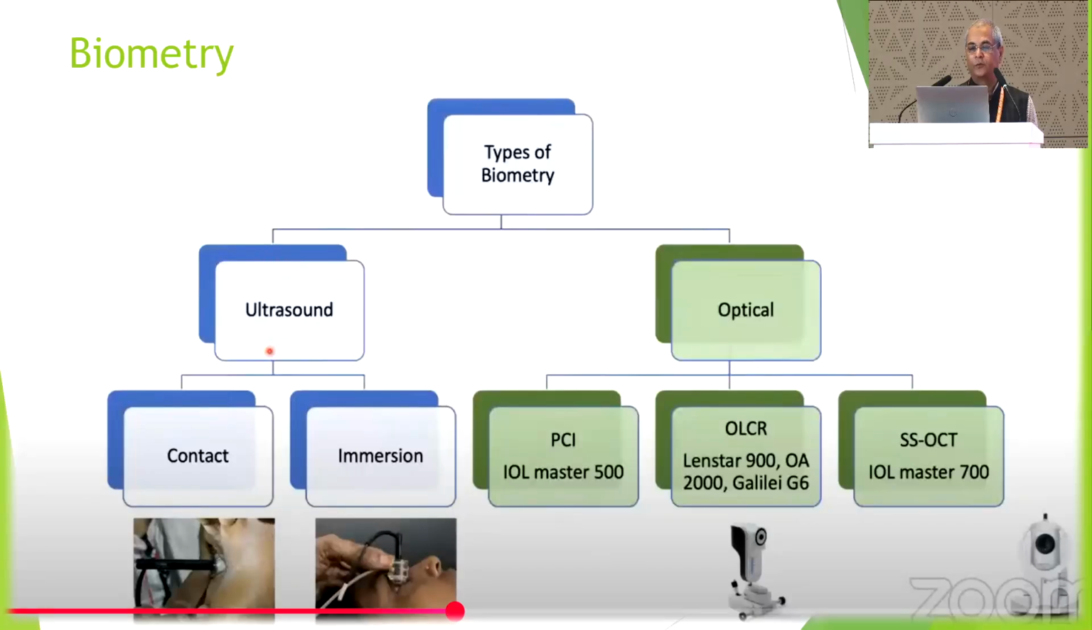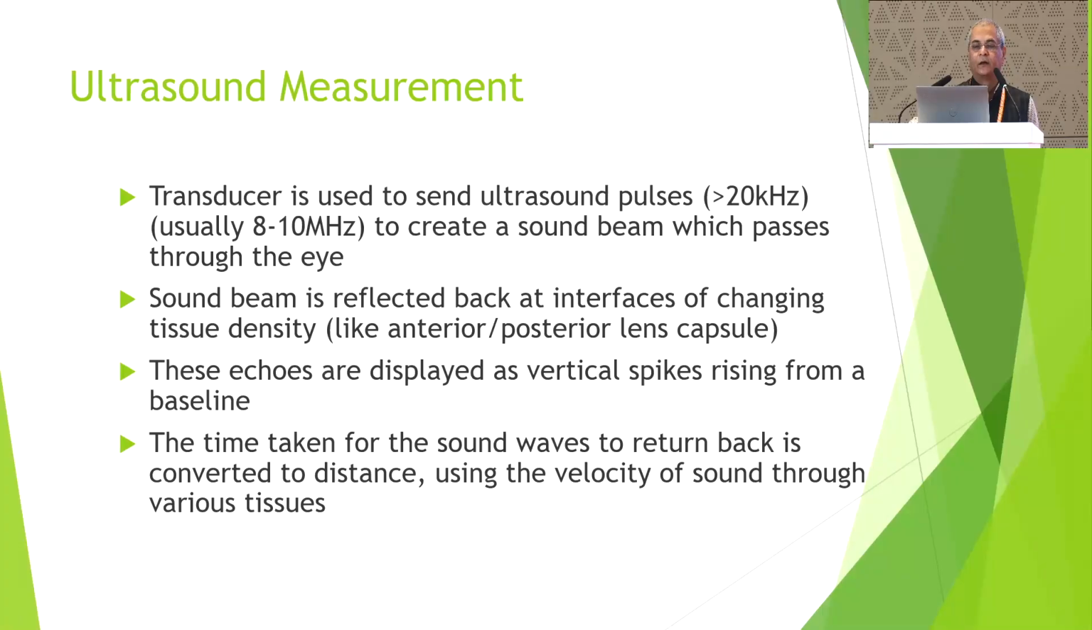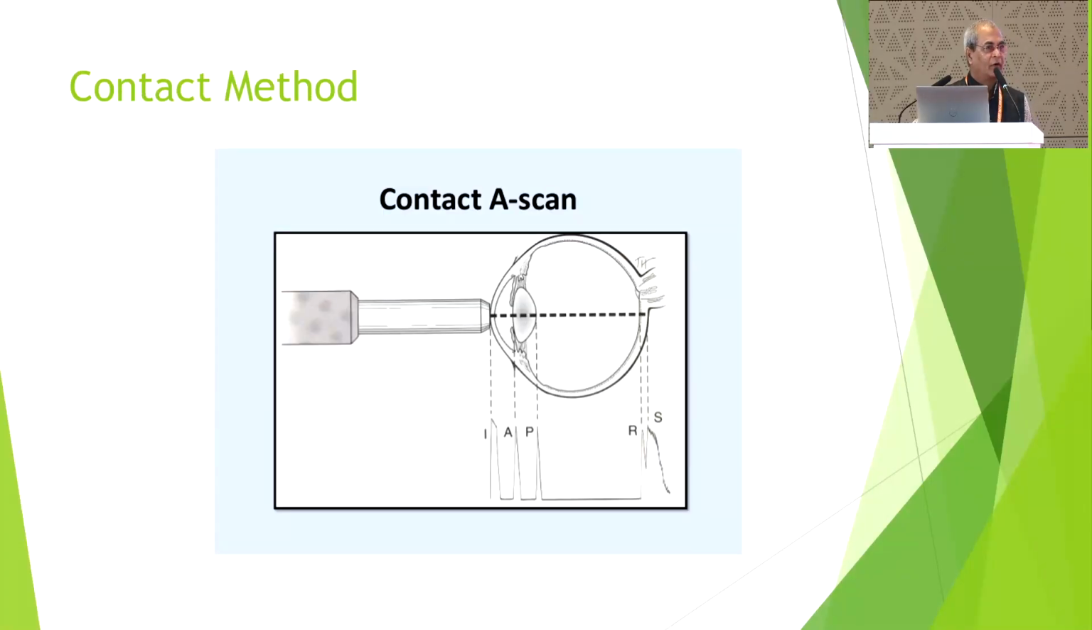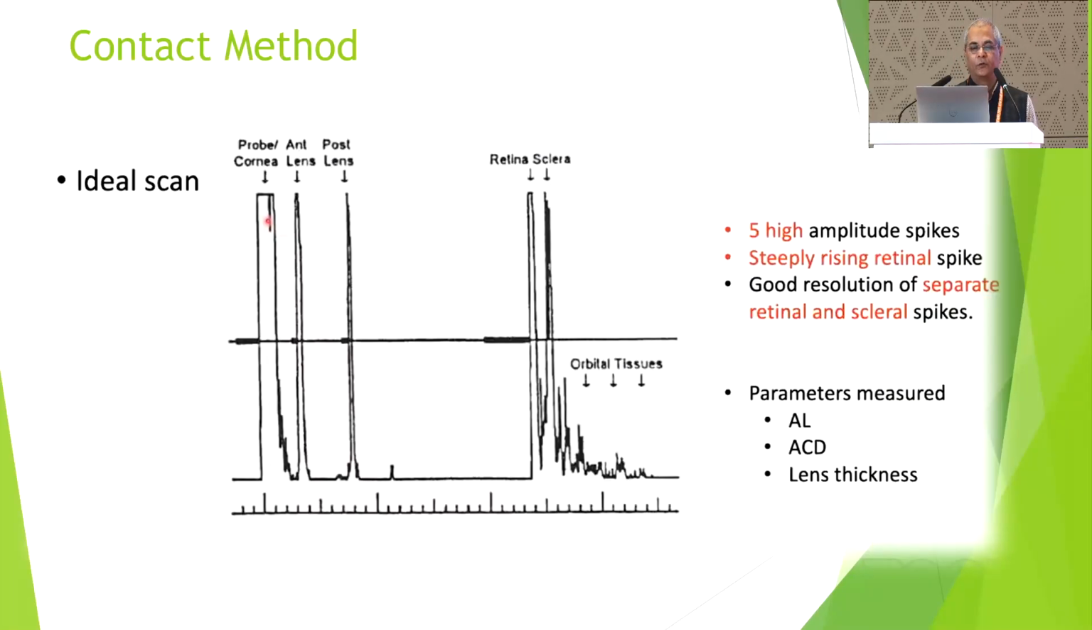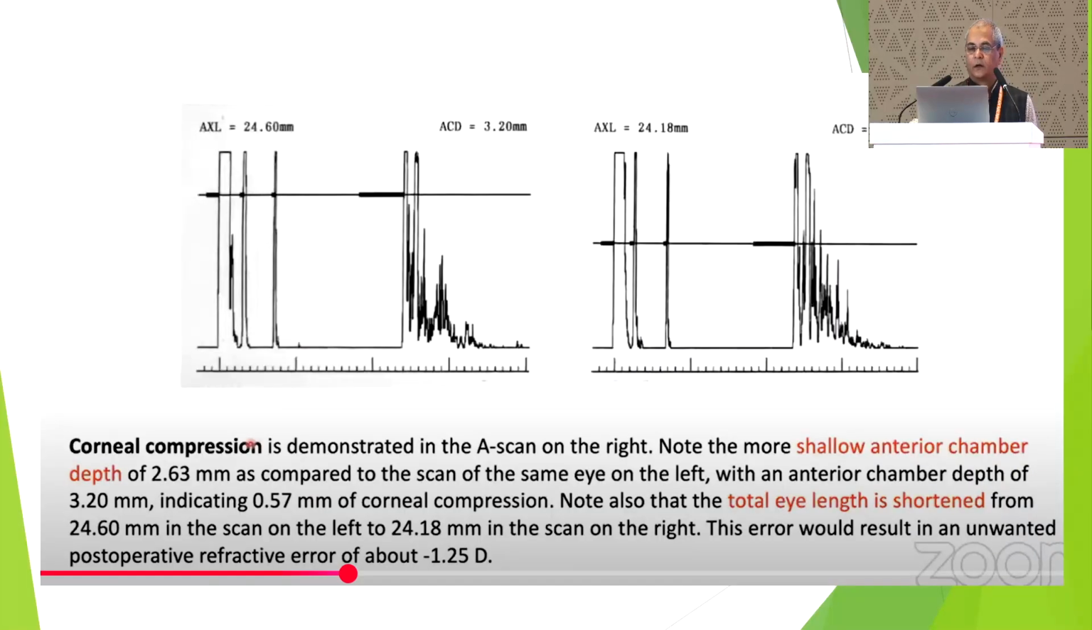So biometry, as you all know, we have ultrasound and optical biometry. There are many types of them. Contact, we are no longer using that. Most of the time we are shifting to the immersion one. Why don't we want to use contact? Because of the compression factor or the fluid interface, the axial length may increase or decrease. In this slide you can see, because of the compression, the AC depth has come down, and this has affected the axial length. So nowadays most of us do not see these things.